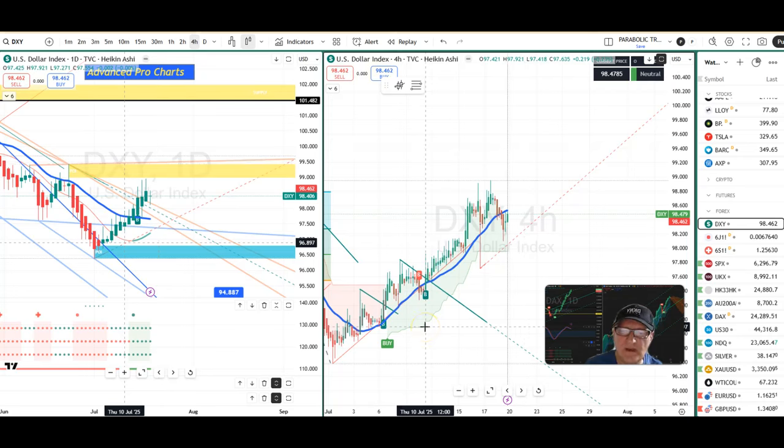So in the meantime, we are looking at a stronger dollar, which means we're looking at selling euro dollar, pound USD, and so on. So let's jump to that.